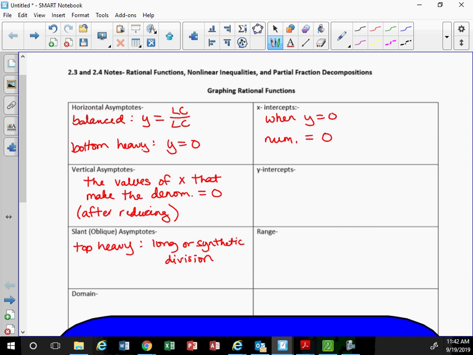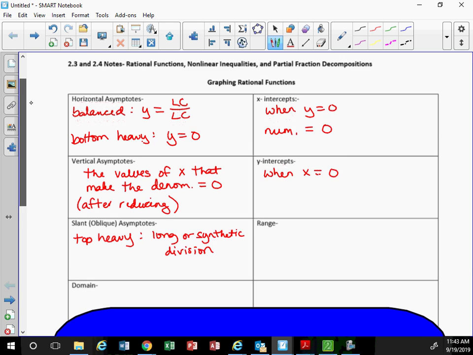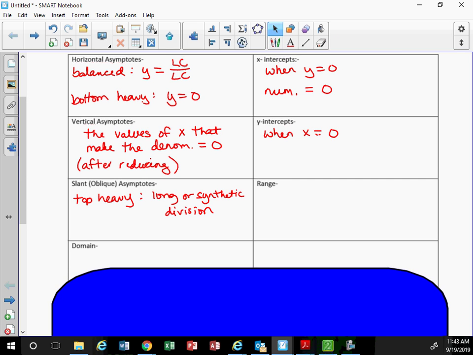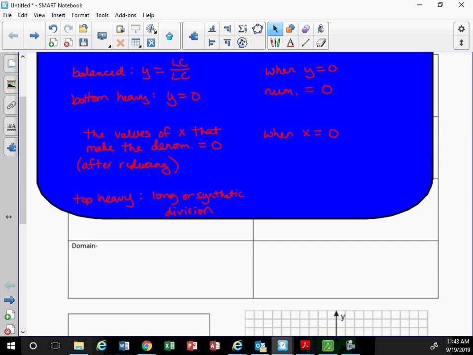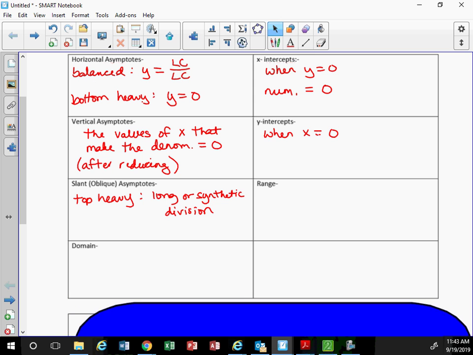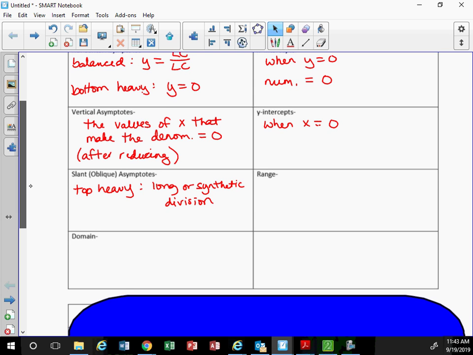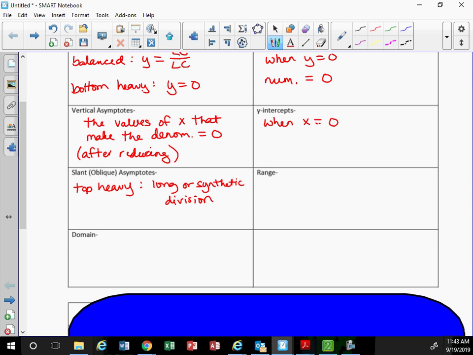Can you have more than one x-intercept? Yes. Okay, good. What about the y-intercept? You can only have one of those, right? Okay. And how do we find the y-intercept? Yeah, so it's when x is 0. Again, skipping over domain and range right now because we'll look at a graph.